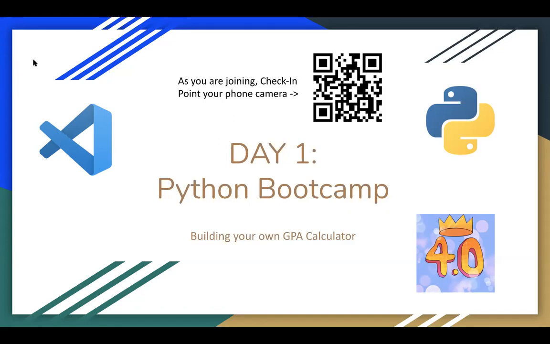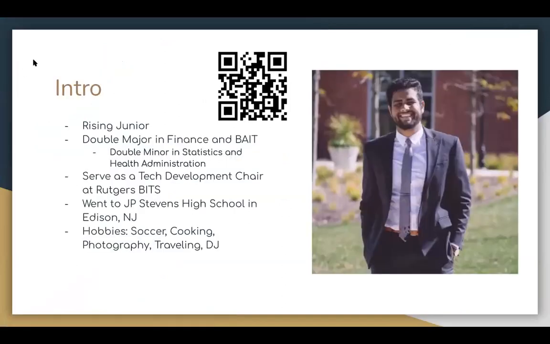Quick introduction for those of you who don't know me. My name is Shriven. I'm a rising junior. I'll be a double major in finance and BITE and a double minor in statistics and health admin. I currently serve as a tech development chair at Rutgers Business Information Technology Society, also known as BITS. Fun fact, I actually went to JP Stevens High School in Edison, New Jersey.